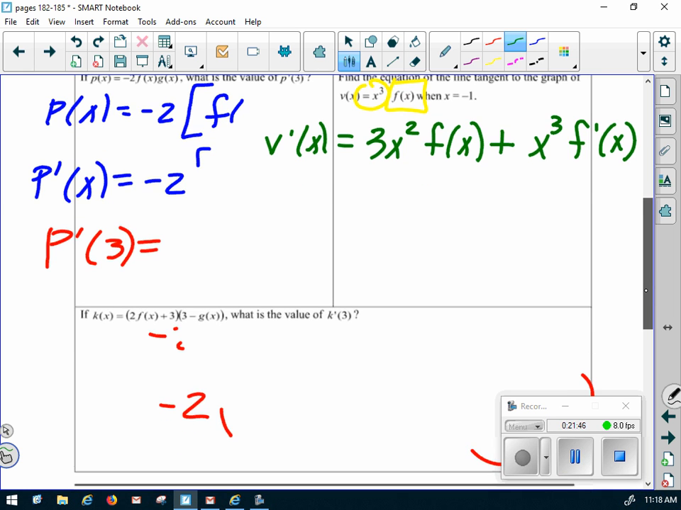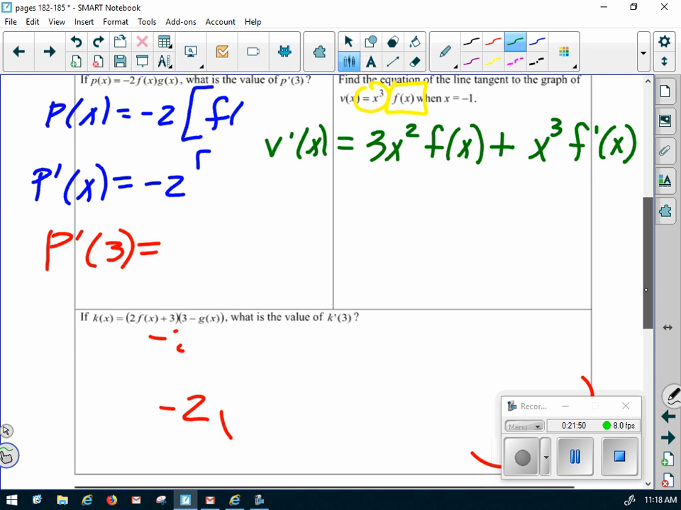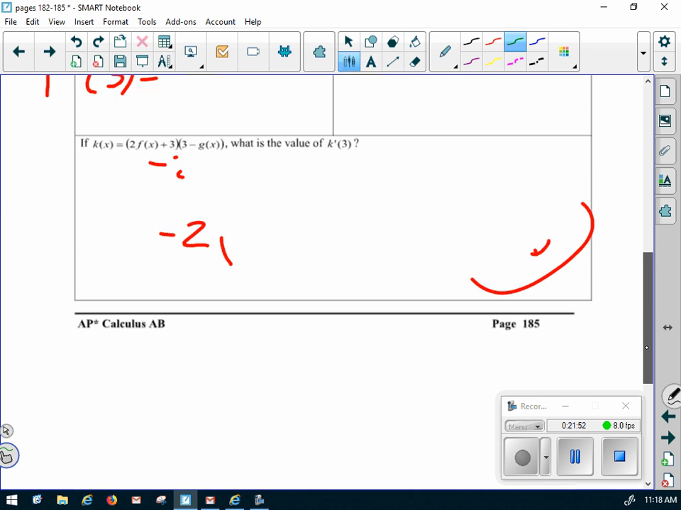Don't take the time to finish that problem. I just want to make sure you can take the derivative. I know you can do the rest of it. Let's get this last problem right here.